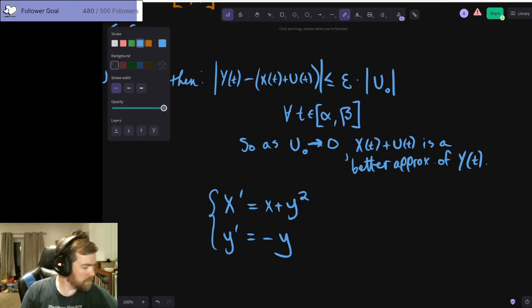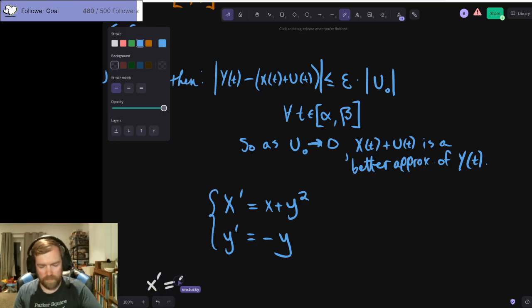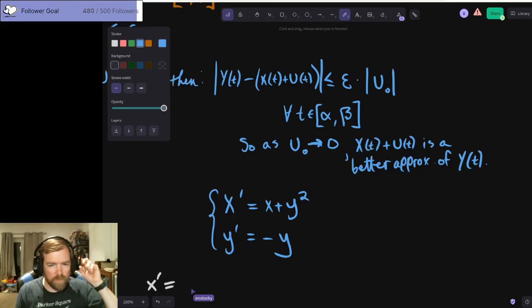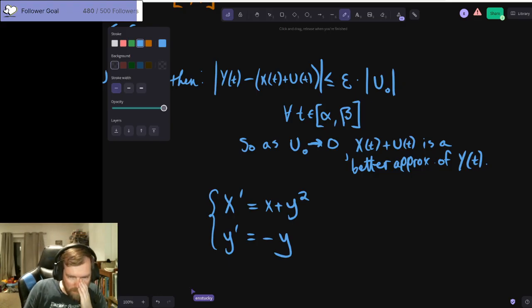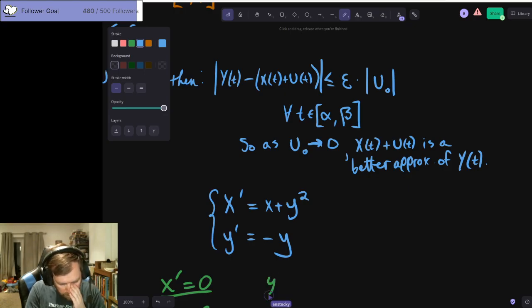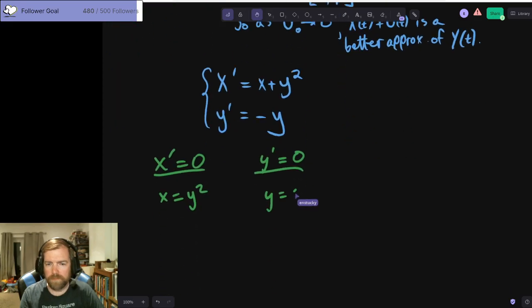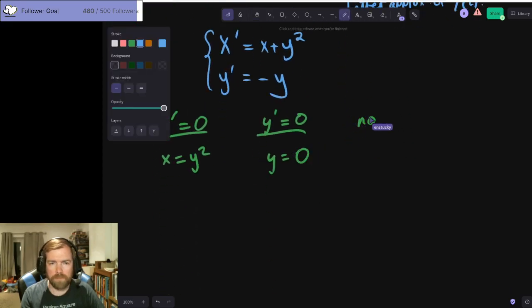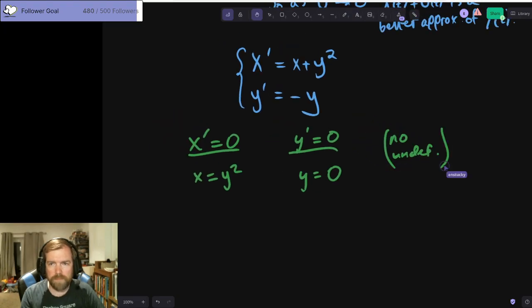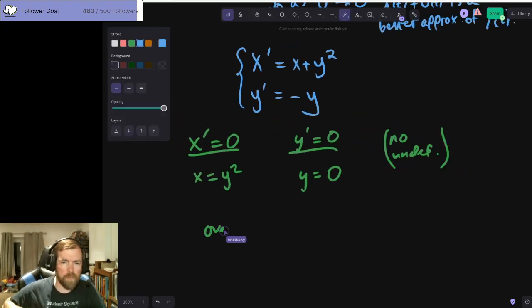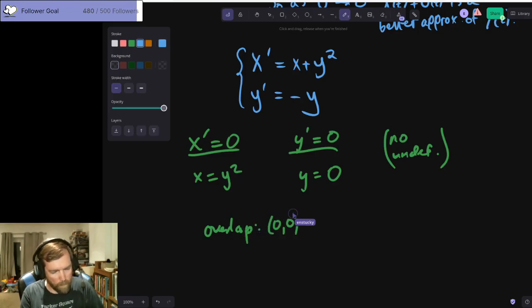So, try setting some stuff equal to 0. That says that x is equal to y squared, or y prime is equal to 0, or excuse me, y is equal to 0, and there's no undefined. So these overlap at 0, 0 only.